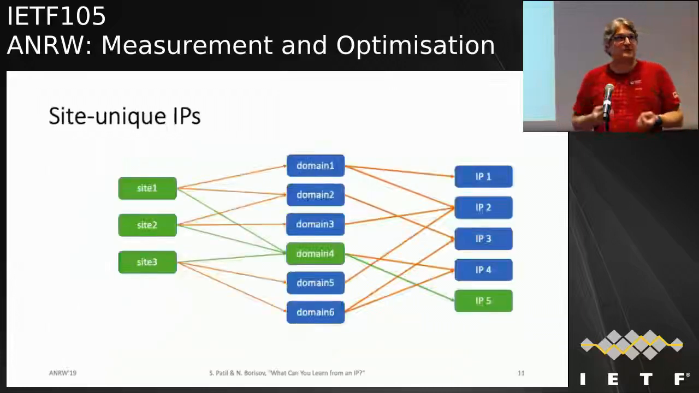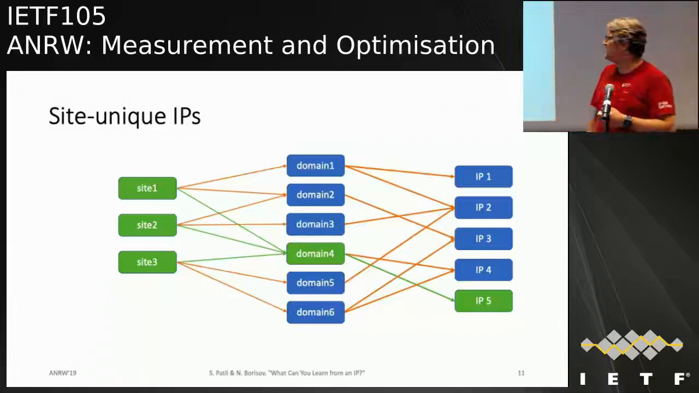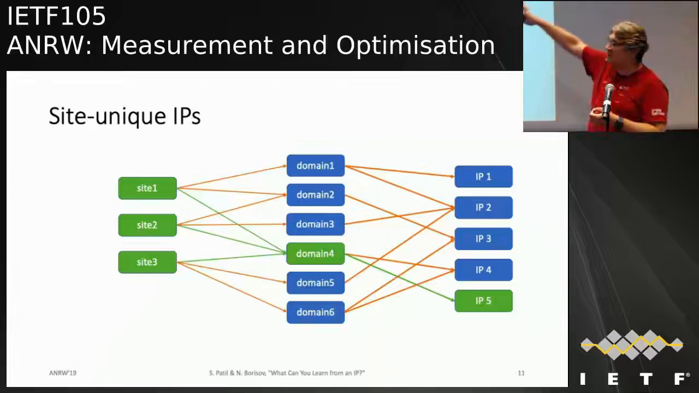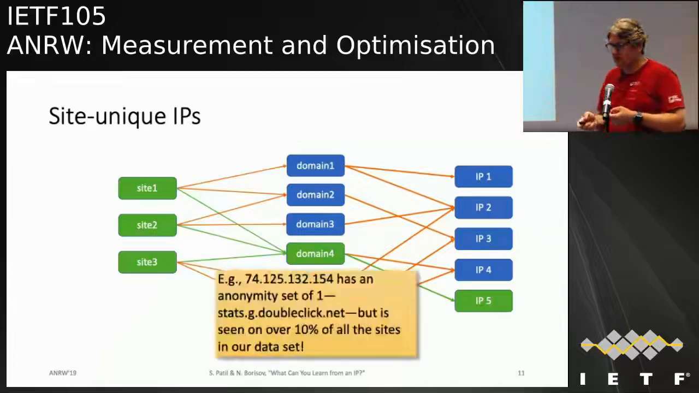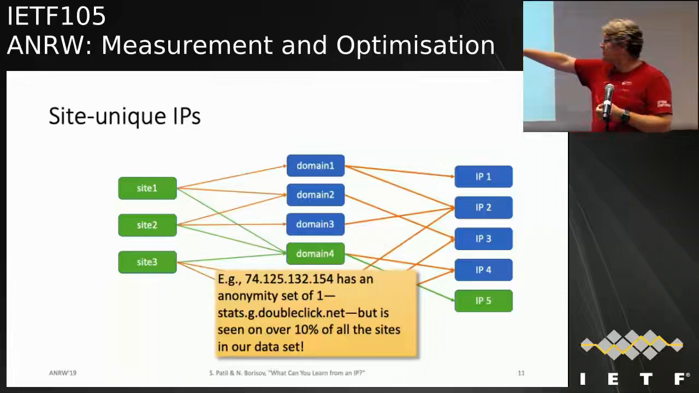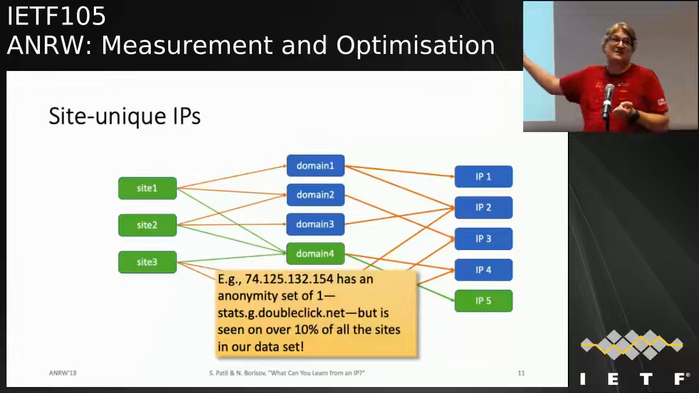Now, if our adversary is actually trying to figure out what websites you're visiting, which is maybe the higher level task, this doesn't tell the whole story. For example, there could be an IP address like IP5 here that maps back to only a single domain, but is used in a large number of websites. As an example, there's an IP address in our data set that only maps back to a single domain name, stats.g.doubleclick.net, but this domain name is actually referenced at over 100,000 sites in our sample. So seeing this IP address doesn't tell you very much.